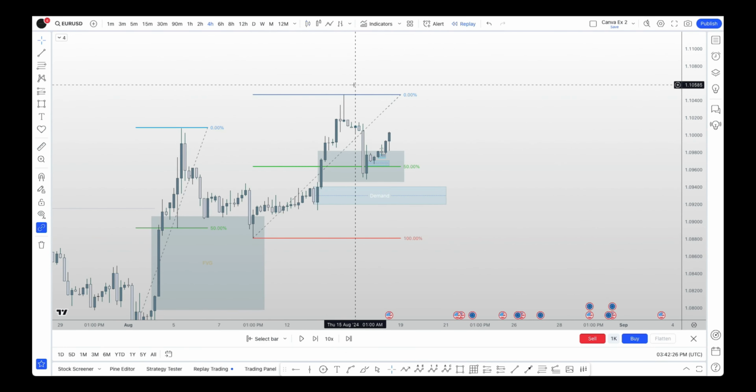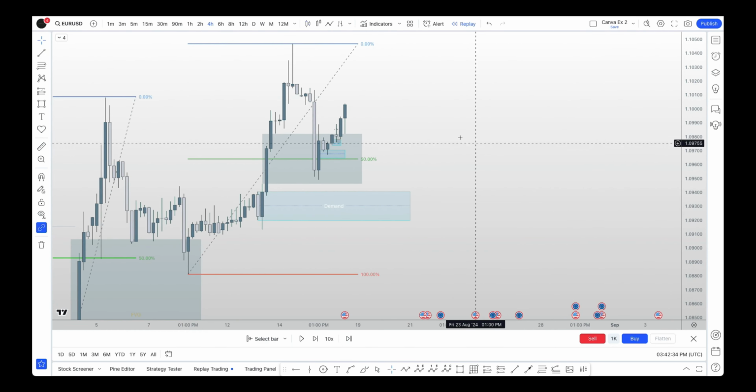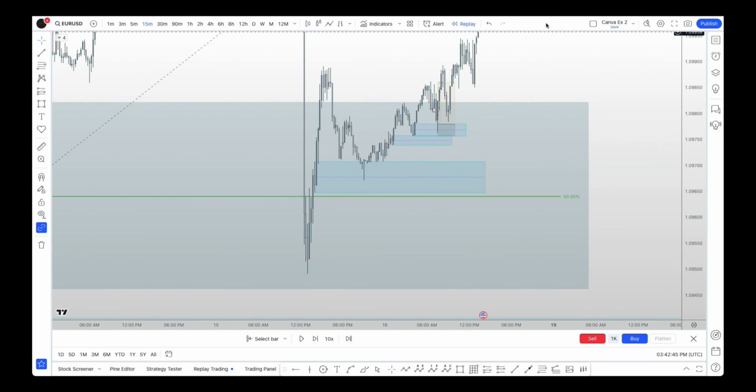Marked out our range again, our recent range, price came down, waited for a rejection to give us some kind of indication that we're going back up so we can start looking for buys on the lower time frame. Price tapped into a fair value gap, perfectly rejected, dropped down to the 15-minute, marked up some more zones.